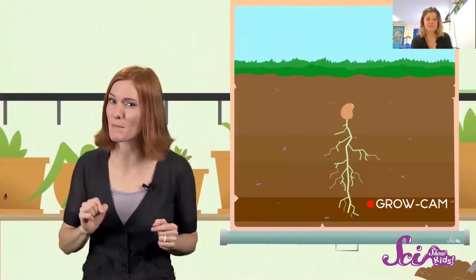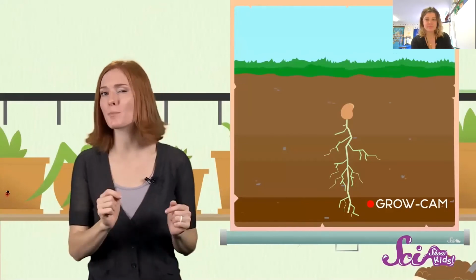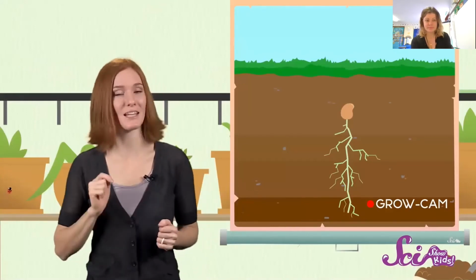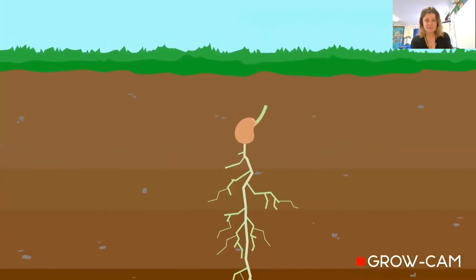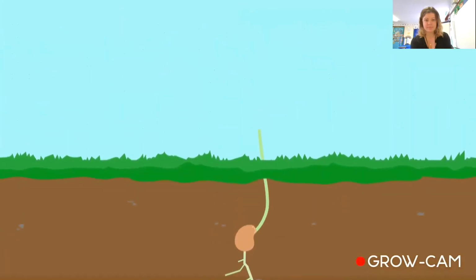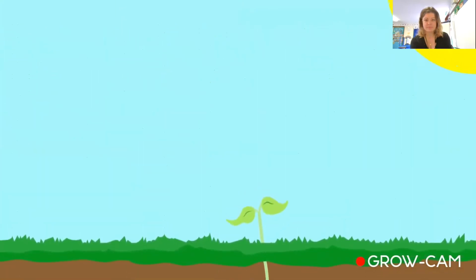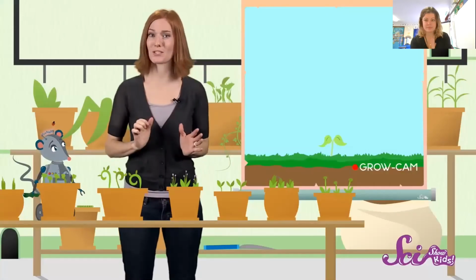But soon after the first baby root finds its way into the dirt, another part of the seed pops out, this time in the opposite direction. A shoot, which has the stem of the plant and a few leaves, pushes its way up towards the sunlight. Once the shoot breaks through the soil to the open air above, we say that it's sprouted.